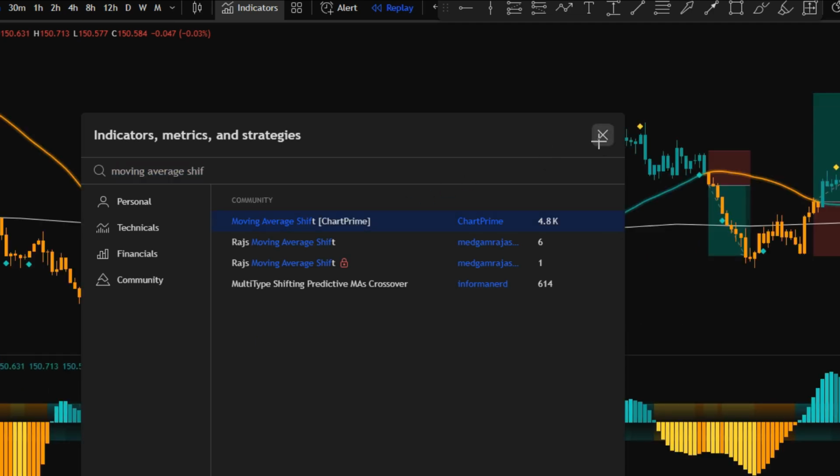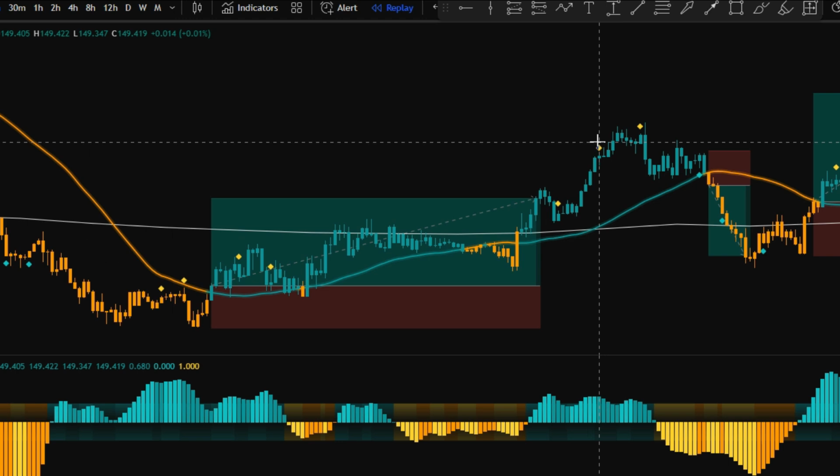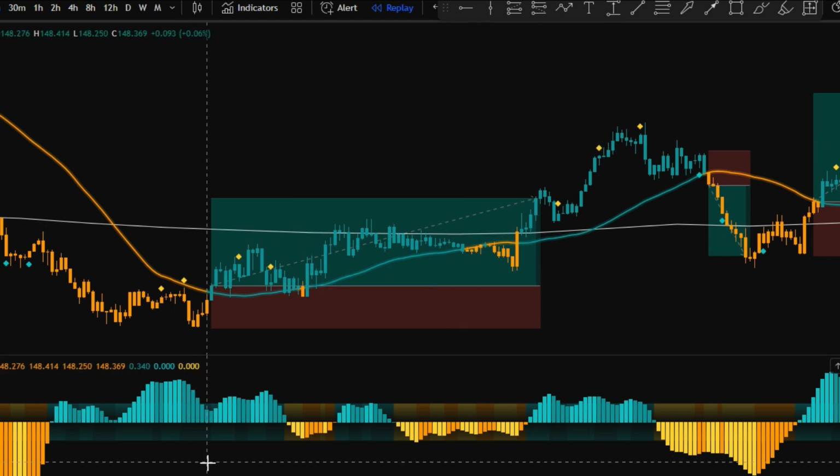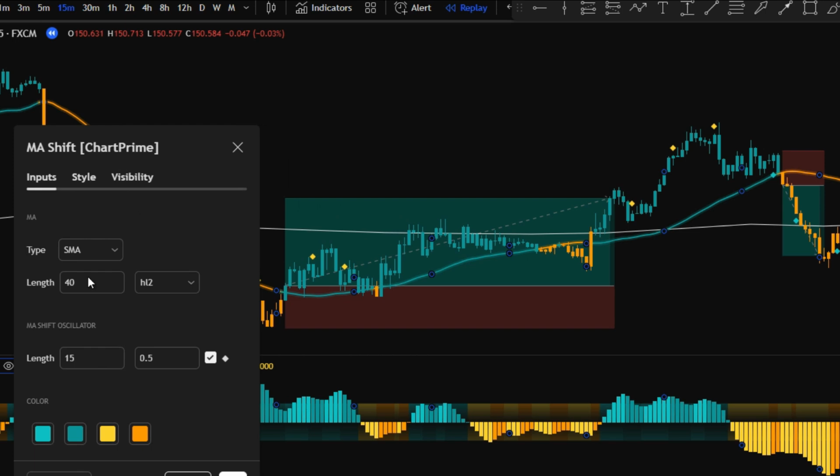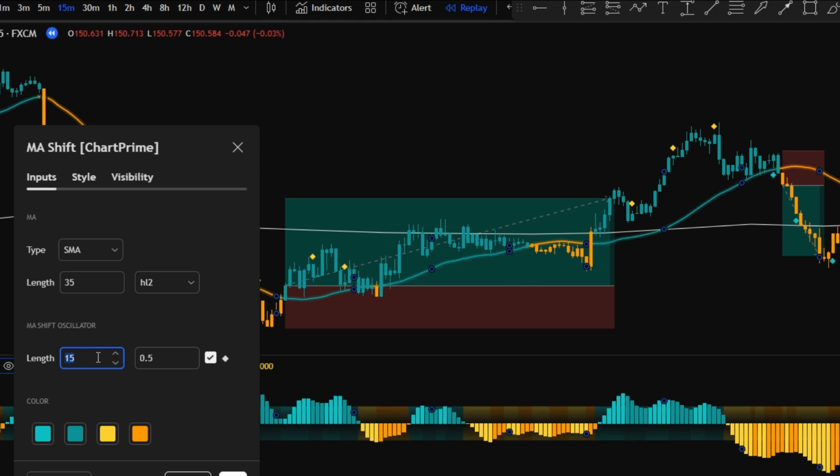After having this on your chart, don't use it as it is. Instead, go to its settings and over here under the Inputs tab, change the moving average length to 35 and MA shift oscillator length to 16, plus the zone size to 0.7.